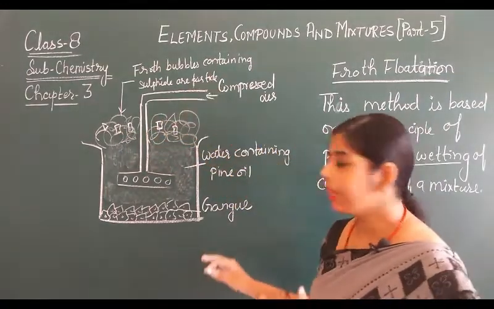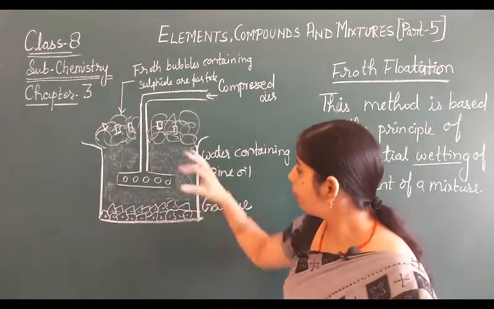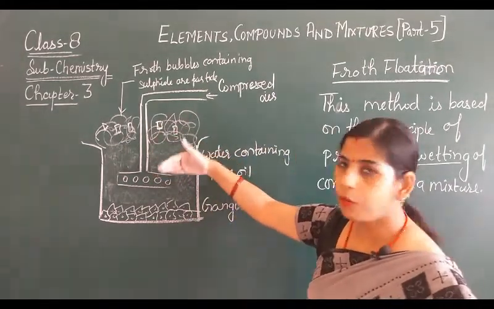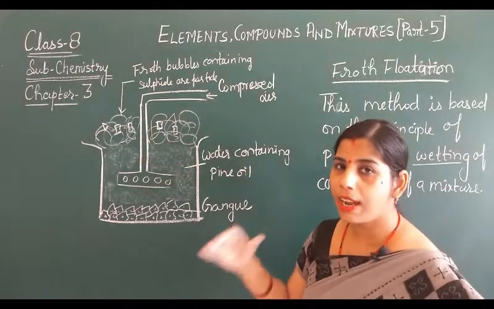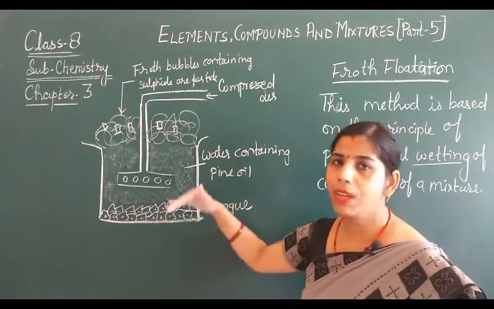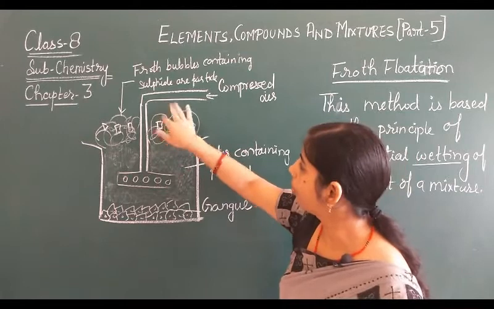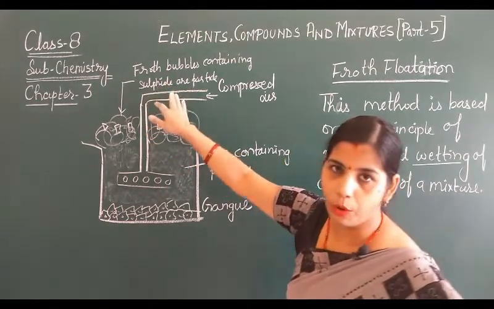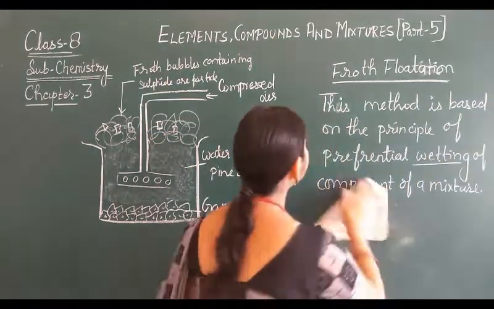Okay, so what is happening is that the mixture which is to be separated is kept in a tank and water wets it and makes it heavy. So the heavier substance settles at the base and the lighter substance floats on the surface as the bubbles form.